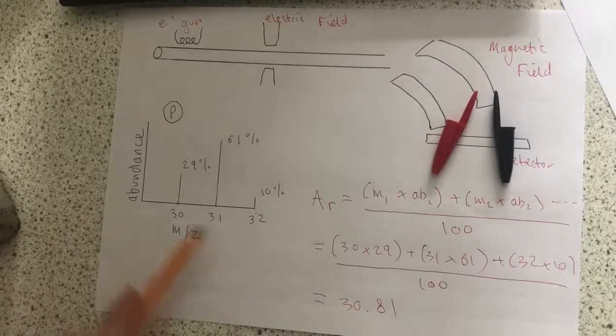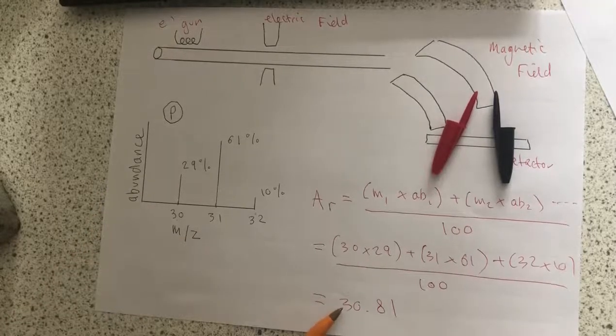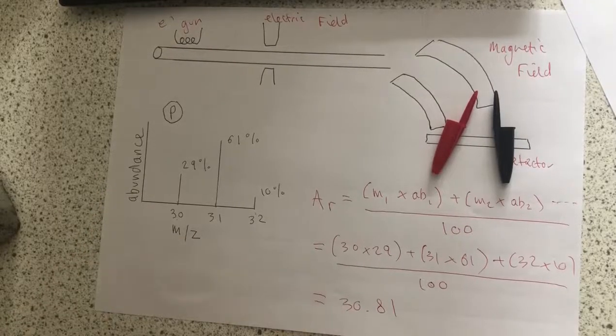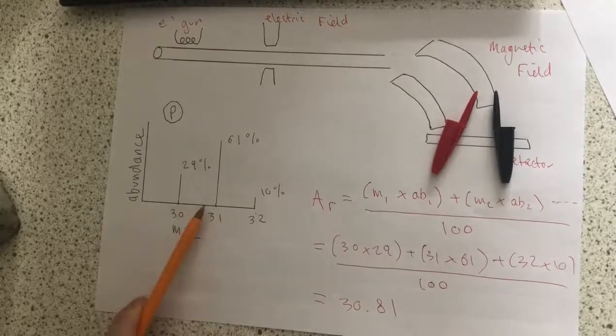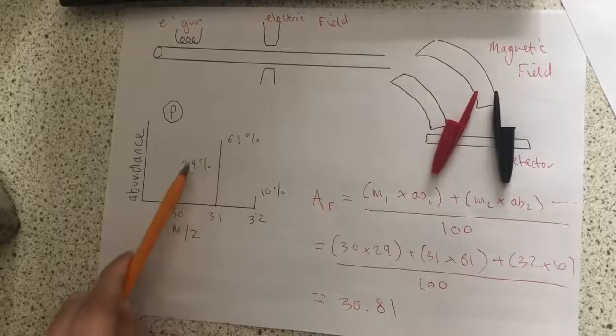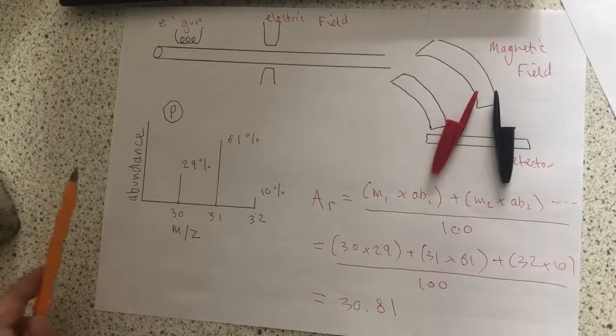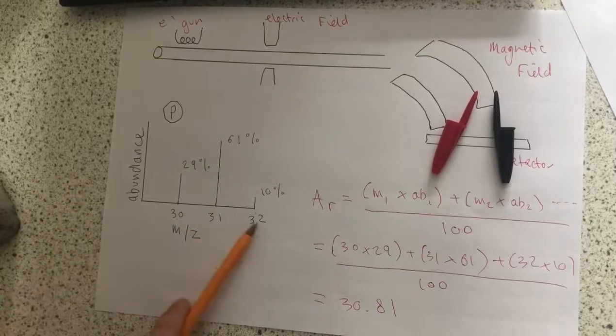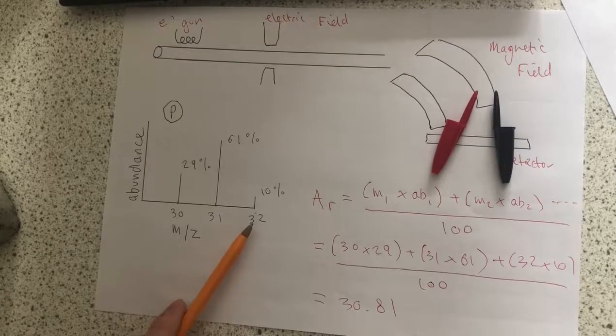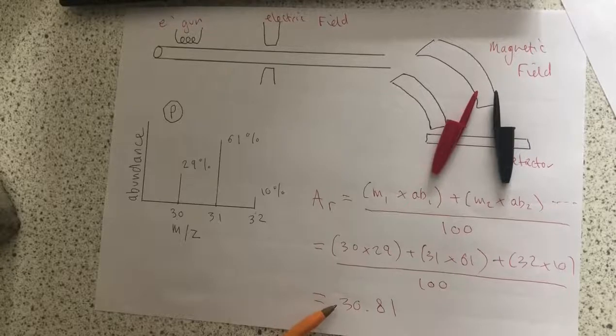Now if you look at a periodic table, you'll see that's not the number on a periodic table. And that's because depending on where you take your sample from, these different isotopes will have different abundances. In certain parts of the country, maybe there's a bit more isotope 32. So don't expect your answer to always agree with the periodic table. It does depend where you get your sample from.